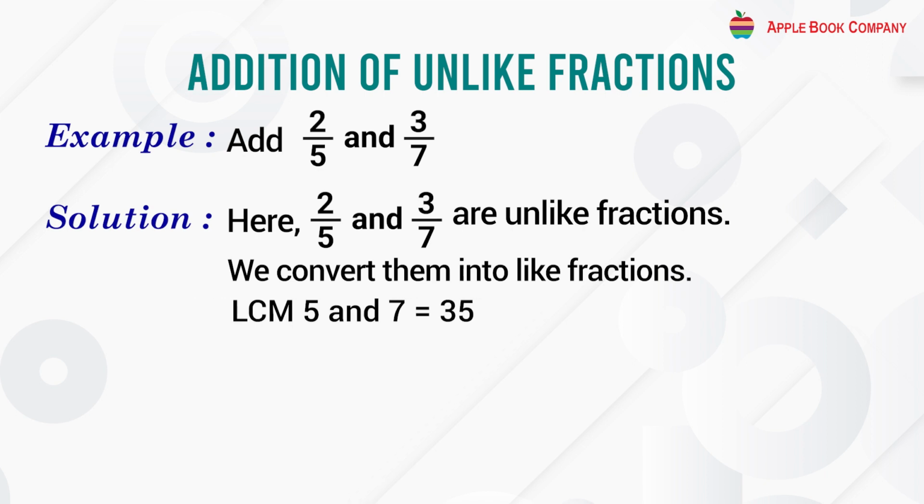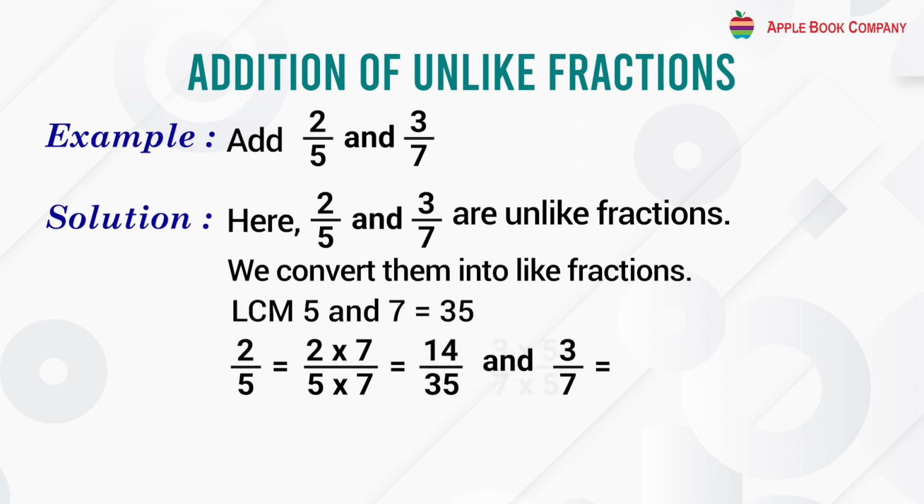Find out the LCM of 5 and 7, that is 35. Now, for 2 by 5, multiply the numerator and denominator by 7. It gives you 14 by 35. And for 3 by 7, you multiply 3 by 5 and 7 by 5, that gives you 15 by 35.